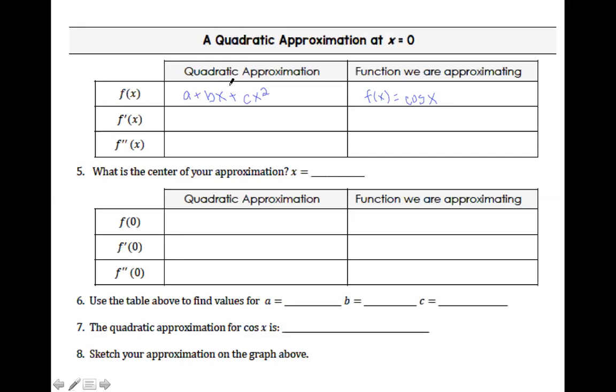All right, so if I take the derivative of this, the constant will go away. The derivative of bx is b, and the derivative of cx squared would be 2cx. If I take the derivative of the function we're approximating, the derivative of cosine is negative sine x. Next, we take the second derivative. Again, this is a constant, that's going to go away. The derivative of 2cx would be 2c. And the second derivative of our function would be negative cosine x.